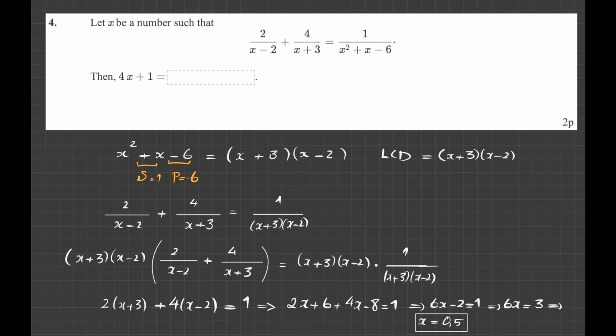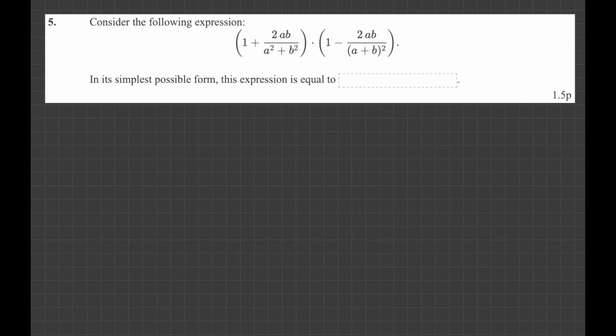Okay, so then what is 4x plus 1? x, we got it to be 0.5 and then plus 1. But 4 times 0.5 is extremely simple. It's just 2 and then I have 1, so it becomes 3. So the answer that I expect you to write here is just simply 3. Okay, let us go to the next question.